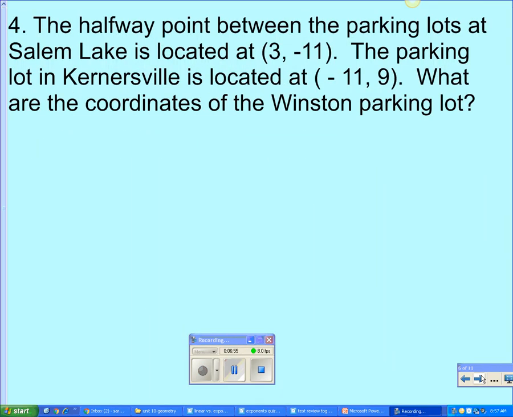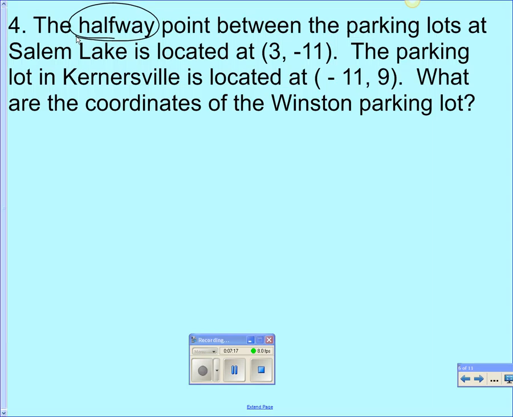Okay. All right. Number 4. The halfway point between parking lots at Salem Lake is located at 3, -11. The parking lot in Kernersville is located at -11, 9. What are the coordinates of the Winston parking lot? Chuck, what's the keyword on this one? Yes, halfway. Dylan, what does halfway mean we have to do? Thank you, Dylan. All right, Gracie, what else do we need to do on this one? Yes, draw a line.